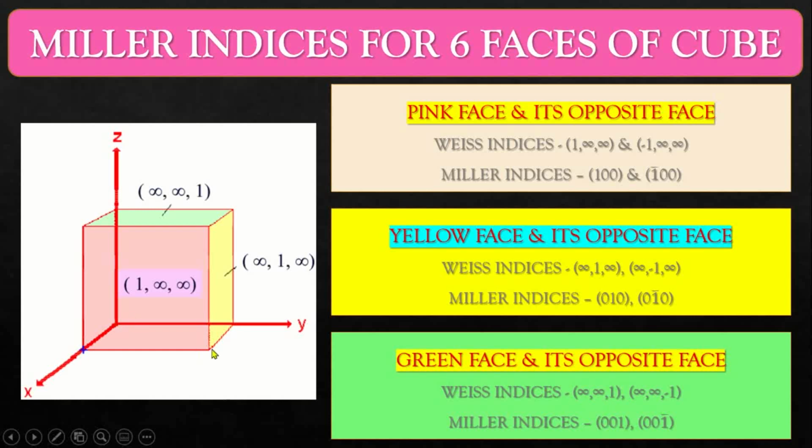So the Weiss indices for this green face on top will be infinity, infinity, 1. And for the bottom face, its opposite, will be infinity, infinity, and minus 1, because the intercept for the bottom face will be on the negative z coordinate. Converting these Weiss indices to Miller indices, we have 0, 0, 1 as the Miller indices for the top plane, while 0, 0, 1 bar for the bottom plane. So these are the 6 Miller indices for the 6 faces of a cube.